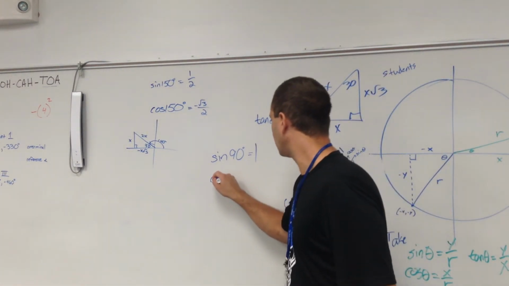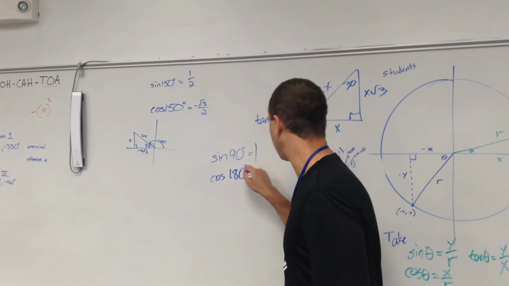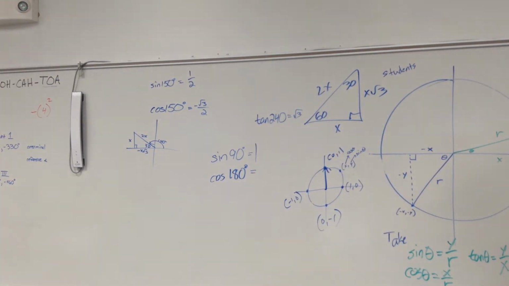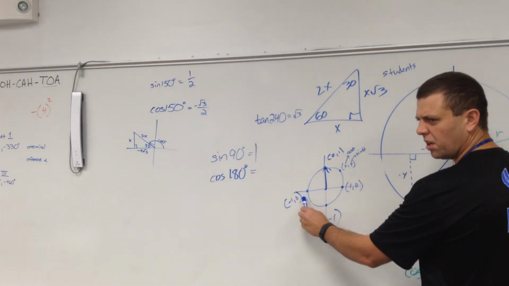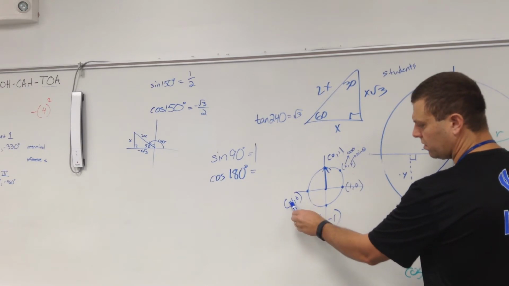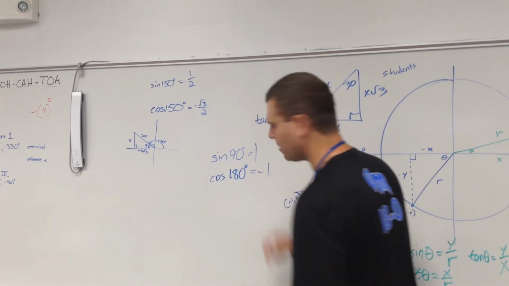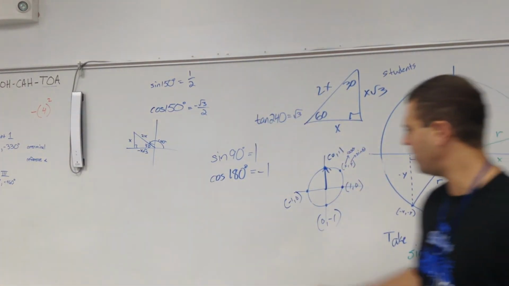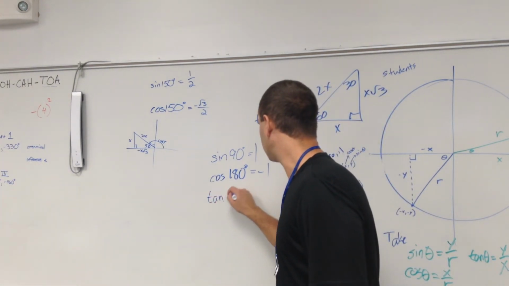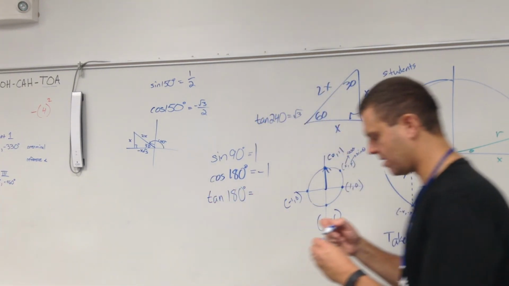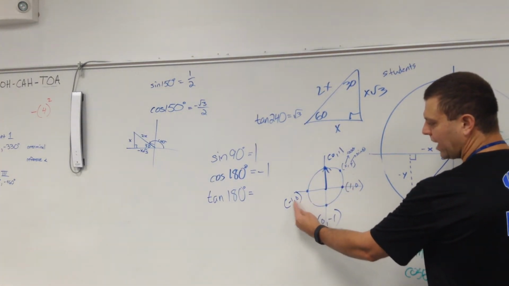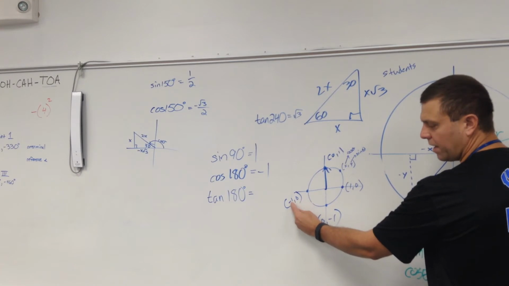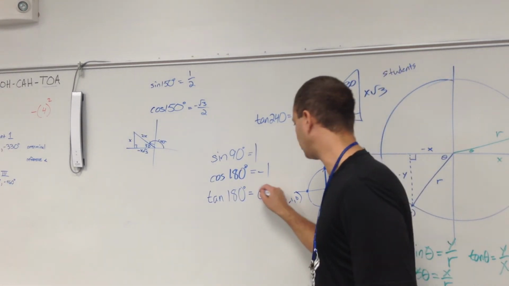So what's the cosine of 180 degrees? 180 is right over here, right? Cosine is your x value. There's my answer, -1. Okay? How about the tangent of 180 degrees? 180, y divided by x. 0 divided by -1 is 0.